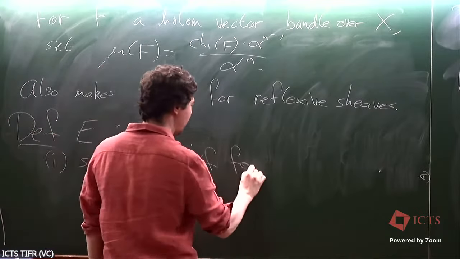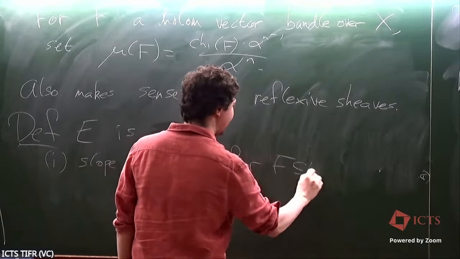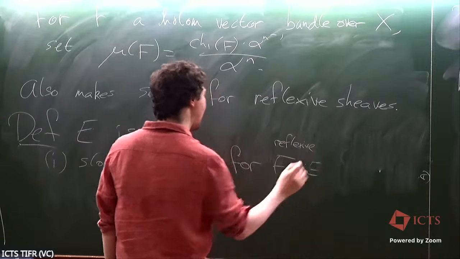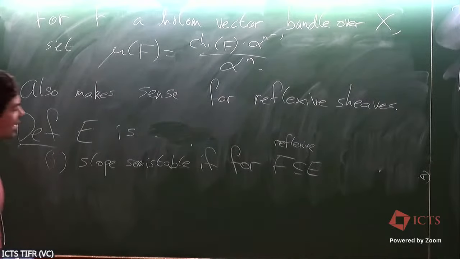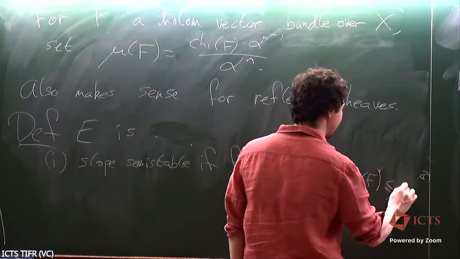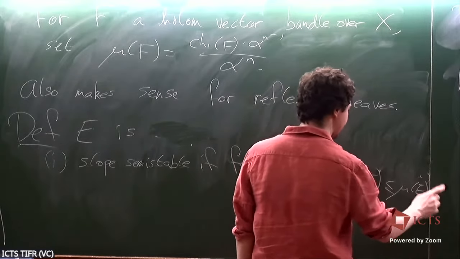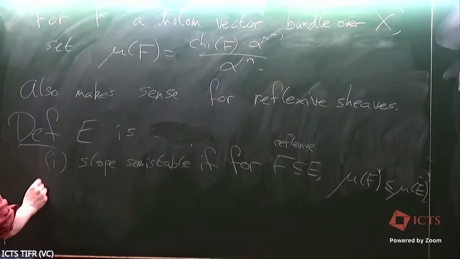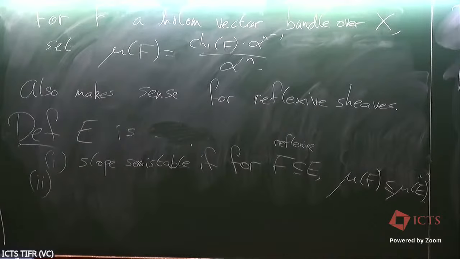If F sitting inside E is a reflexive subsheaf of my vector bundle E, the slope of F has to be less than or equal to the slope of E. So this is a numerical inequality, but for all possible subsheaves, and indeed there are a lot of them, so that's what makes this condition kind of subtle.